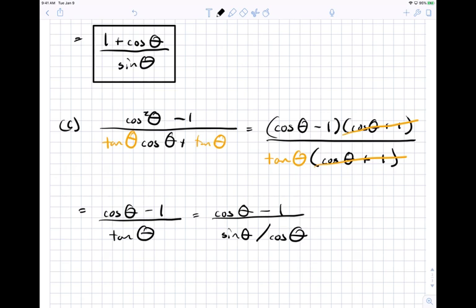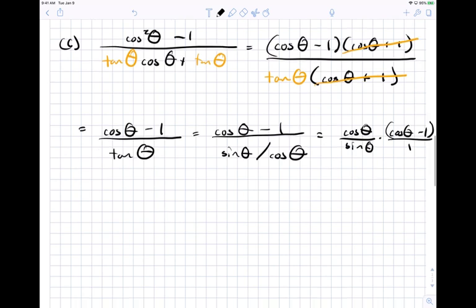But I'm going to do this. We have a fraction divided by another fraction, so I'm going to do keep, change, flip. Then this becomes cosine theta over sine theta times cosine theta minus 1. Is that okay? If we keep going, what are we going to do on top? What does this mean?